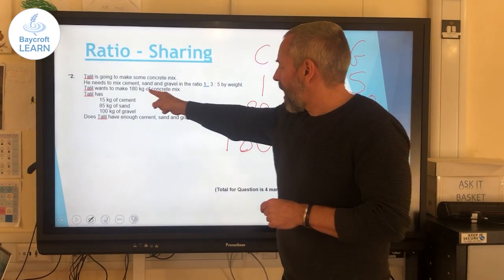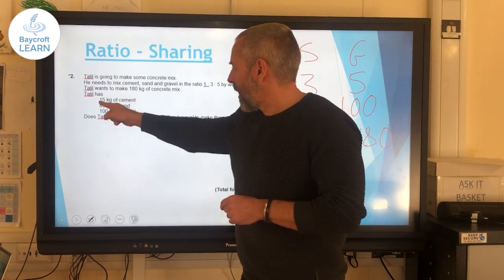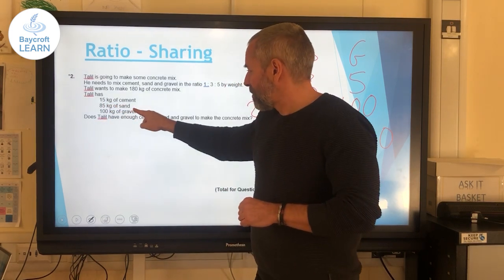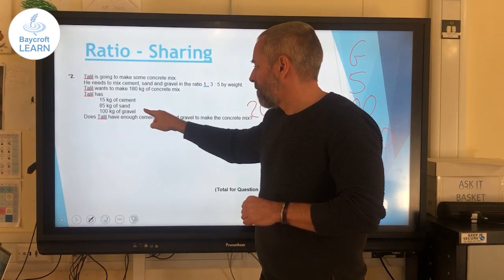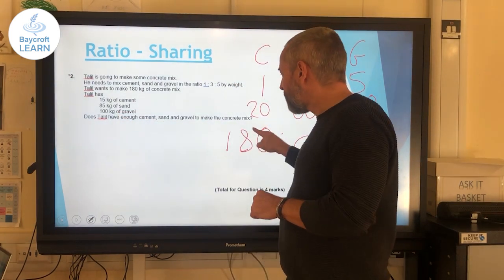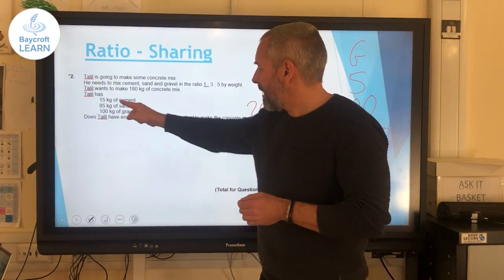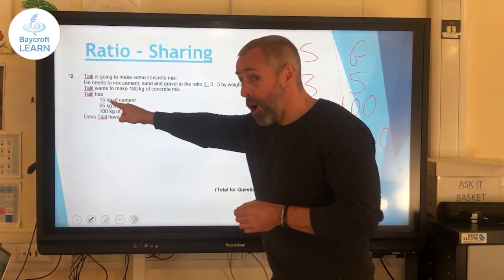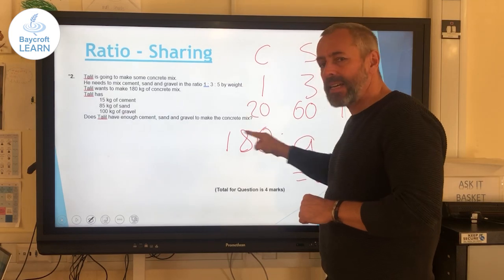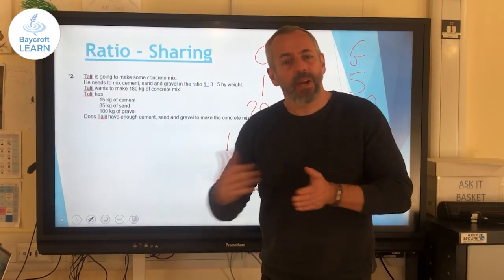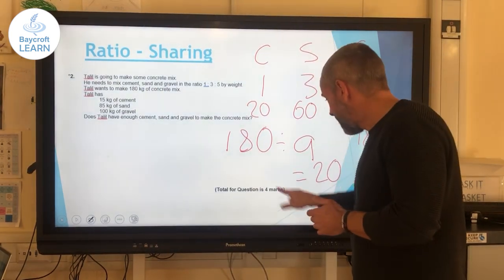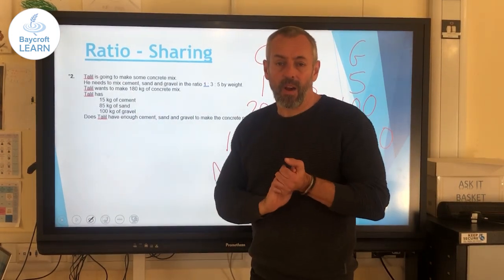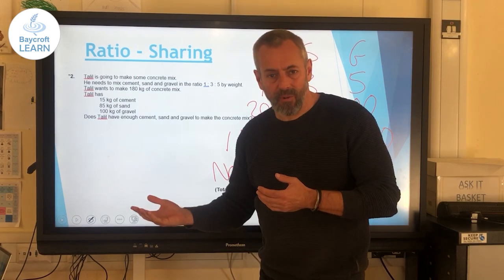Talil wants to make 180 kilograms of concrete mix. Talil has 15 kilos of cement, this is what he's got, 85 kilos of sand, 100 kilos of gravel. Does he have enough to make the concrete mix? Sorry, he's got 15 kilos of cement. He needs 20. Straight away we can see, no, he hasn't got enough. So my answer down here is going to be no. And I've shown why I know that to be the case. Then you've got all 4 marks.